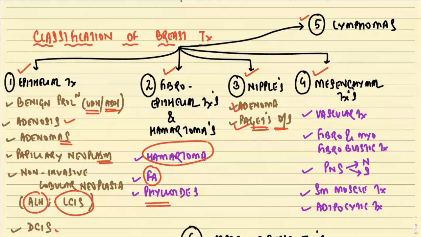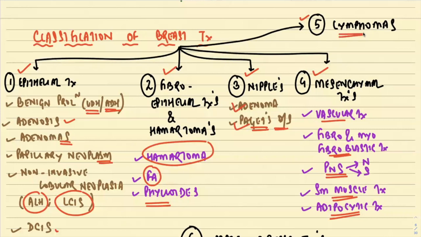Now, mesenchymal tumors can be present in any organ, and all of them have the same heading. There can be vascular tumors like hemangioma, angiosarcoma, or lymphangioma. There can be fibro and myofibroblastic tumors, like fibrosarcoma and nodular fasciitis. There can be peripheral nerve sheath tumors like neurofibroma and schwannoma, smooth muscle tumors like leiomyomas and leiomyosarcomas, and adipocytic tumors like lipoma and liposarcomas. So mesenchymal tumors are present all over the body.